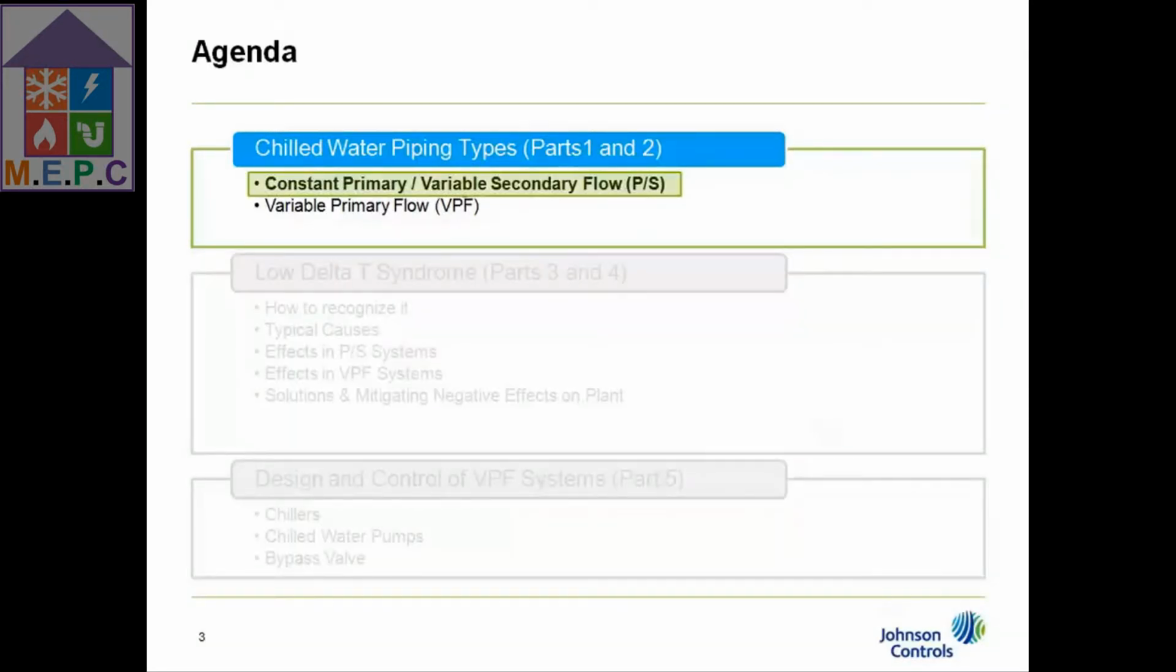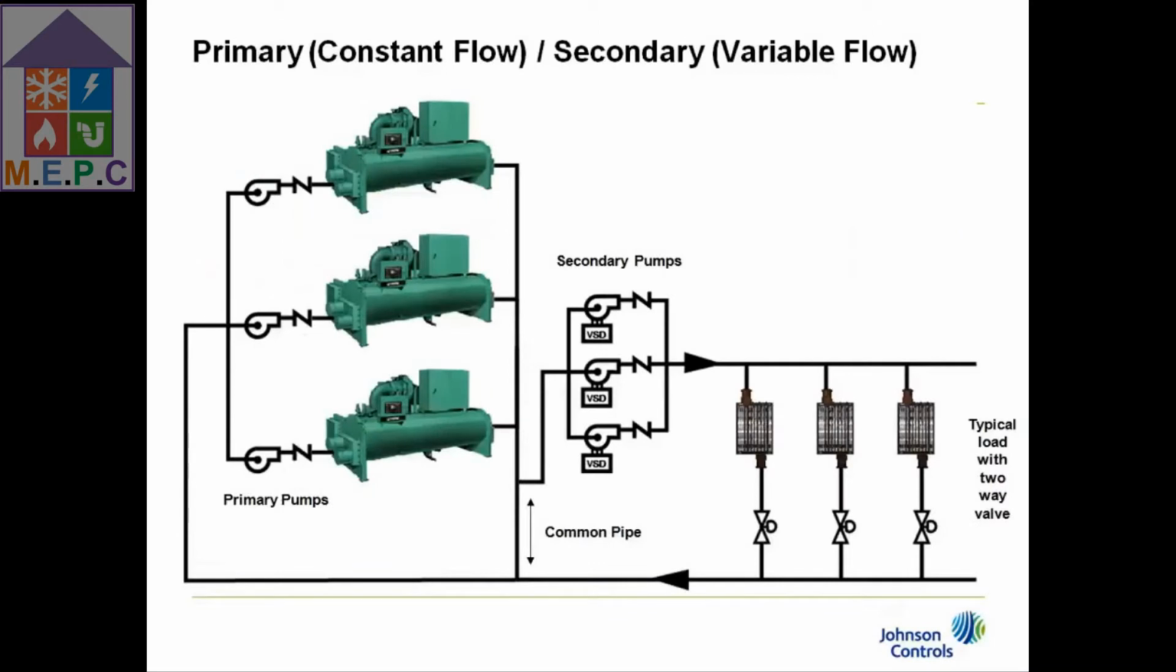Let's start with the ideal operation of primary-secondary, including its advantages and disadvantages. Here is a typical primary-secondary system. Over on the left, we have a primary loop where the flow is going pretty much in this direction. In the secondary loop, the flow is going in this direction, and we have a common pipe in between, which takes care of the excess flow from here that's not required by here.